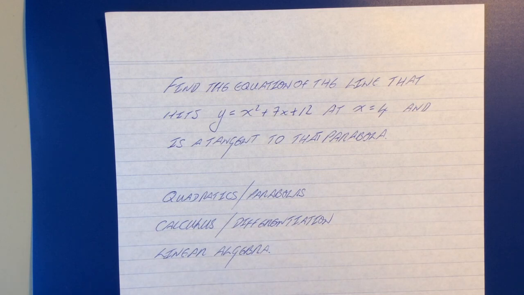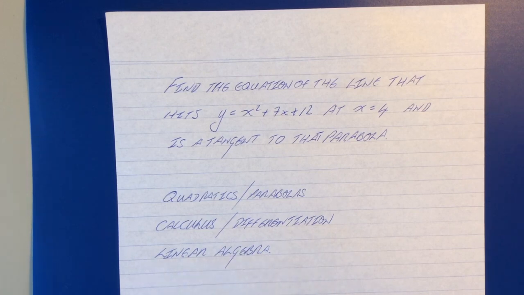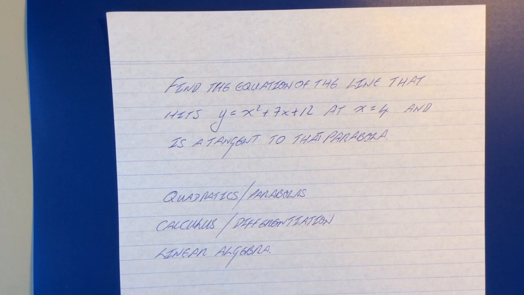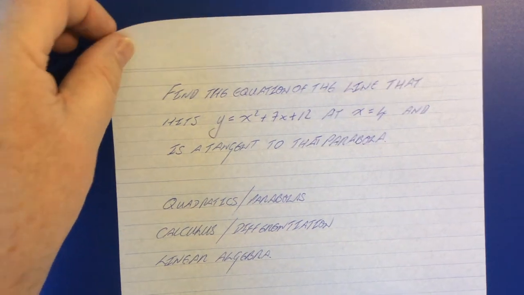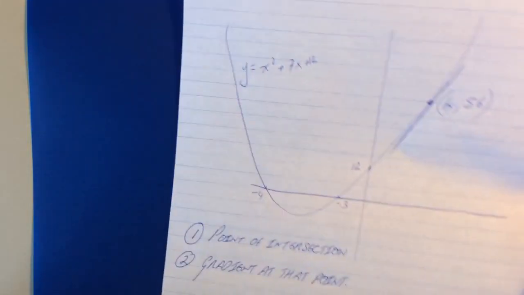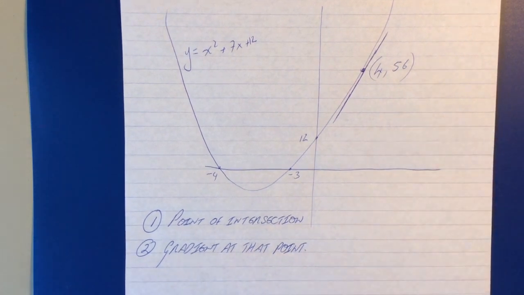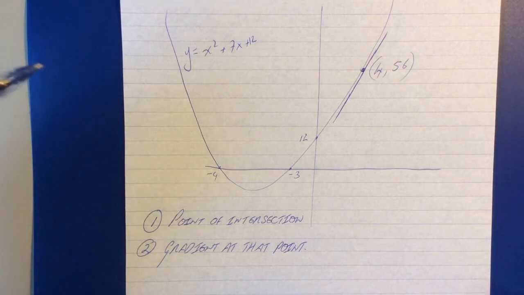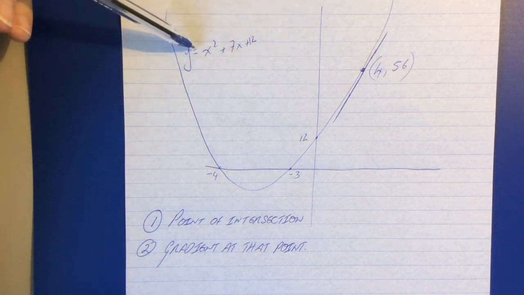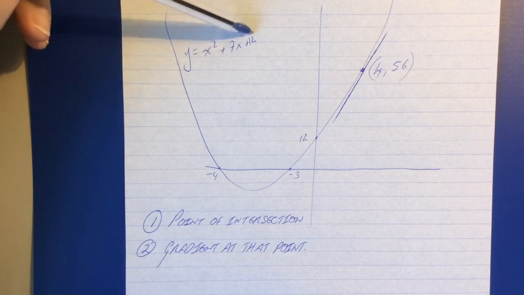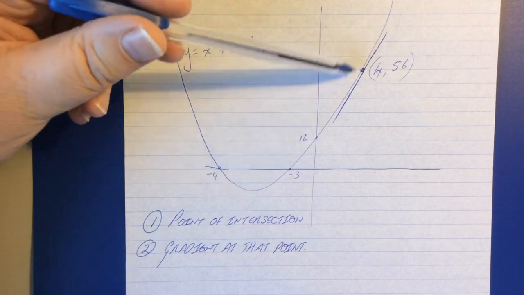So, what's this going to involve? Well, quadratics and parabolas, a bit of calculus with differentiation, and finally some linear algebra. What I always find useful to do is to draw my problem, and I have made some amateur sketches here, which I'll just go through now. Okay, so that's got everything on the page that I want you to see. So we've got a parabola, y equals x squared plus 7x plus 12, and it looks vaguely like this.